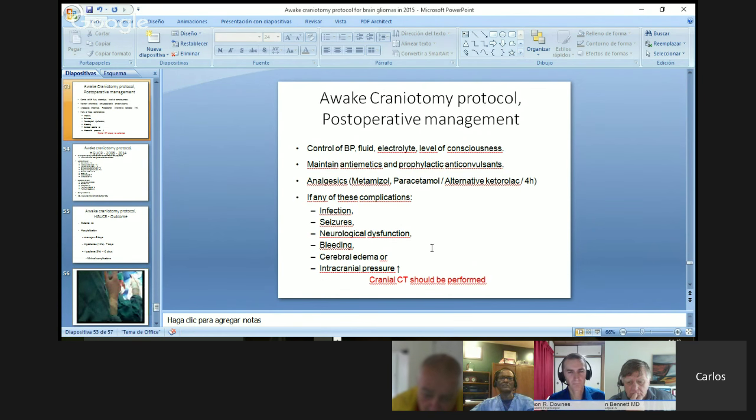And the postoperative management of the patients. We need to have control of blood pressure, fluid, electrolytes, level of consciousness. We need to maintain antiemetics and prophylactic anticonvulsants. We need to continue with the analgesics. If we have some complications such as infection, seizures, neurological dysfunction, bleeding, cerebral edema, or increasing signs on the intracranial pressure monitor, we need to do a cranial CT to evaluate some kinds of change in brain structure.